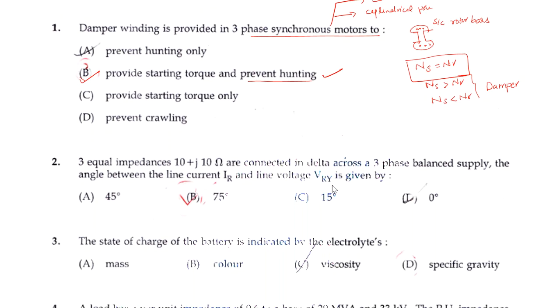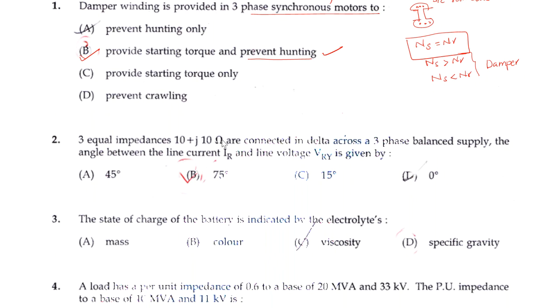Three equal impedances of 10 plus j10 ohm are connected in delta across a three-phase balanced supply. The angle between the line current IR and the line voltage VRY is given by. For three equal impedances, let's draw the equivalent circuit diagram. Let me take this impedance Z here, and here we have some impedance Z. Three impedances are there, and they are connected in delta here.